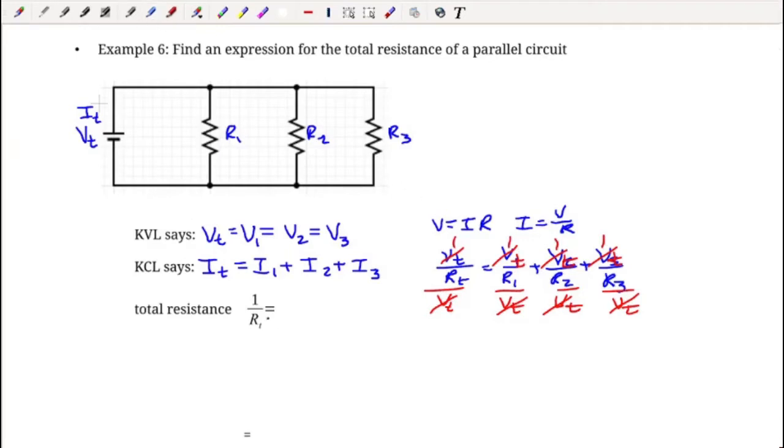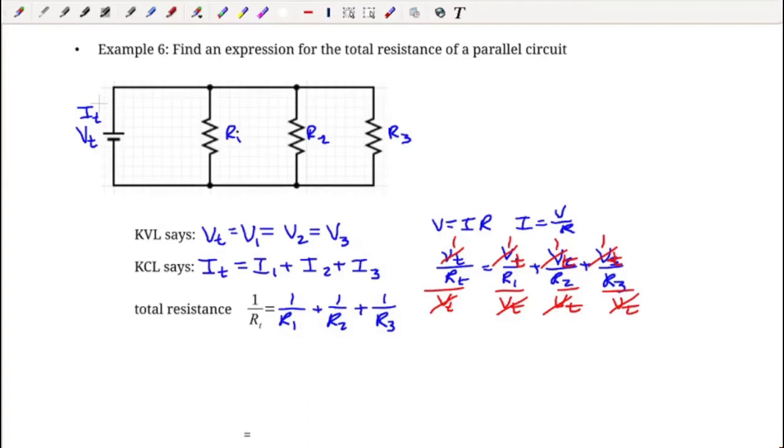So what I have is 1 over RT is equal to 1 over R1 plus 1 over R2 plus 1 over R3 plus, you get the picture, we're looking at the reciprocal of our resistances rather than a straight addition, which is going to lead to some interesting problems. So let's throw some numbers on there and see what we get.